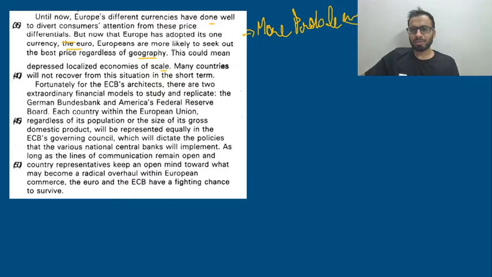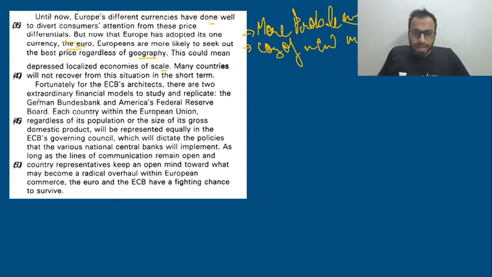There could be more problems. What more problems? Because of what? Because of the euro, which is what? New money. More problems because of new money. All right. Now let's move on to the next para, the fifth para.